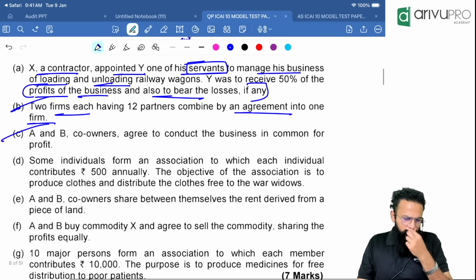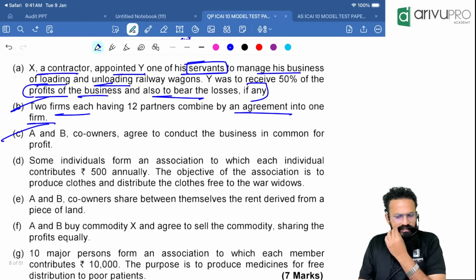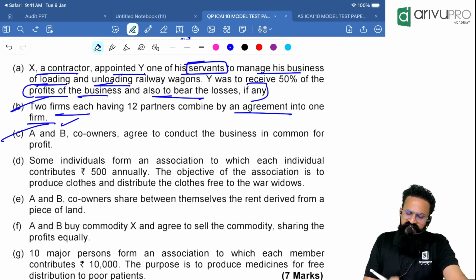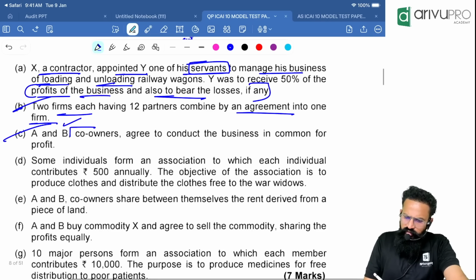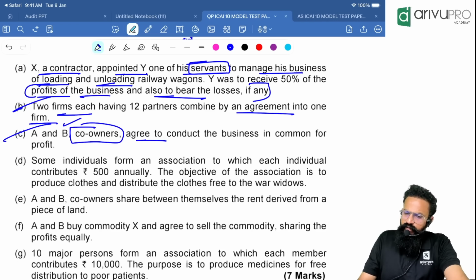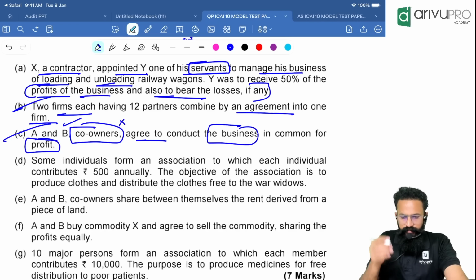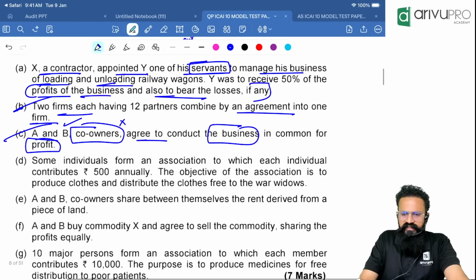A and B co-owners agree to conduct the business in common for a profit. Yes, people, this can be considered as a partnership firm, though it is co-ownership. They agree to conduct the business in common for a profit. Technically, co-ownership cannot be considered as partnership, but provided I can write here with an assumption.